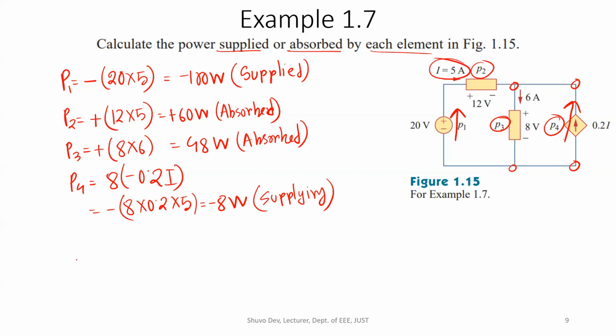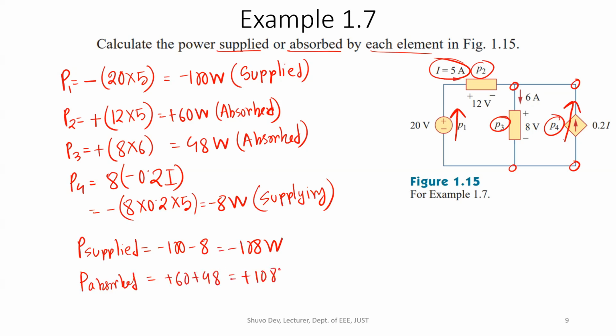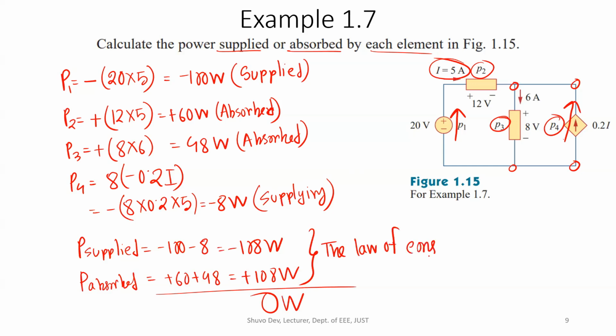So what will be the summation of power? The supplied power and absorbed power must be equal. So P supplied will be minus 100 minus 8, this will be minus 108 watt, and P absorbed will be plus 60 plus 48, and this is also plus 108 watt. So using the conservation law, the total is 0 watt. So the amount of power supplied is equal to the amount of power absorbed, and this satisfies the law of conservation.